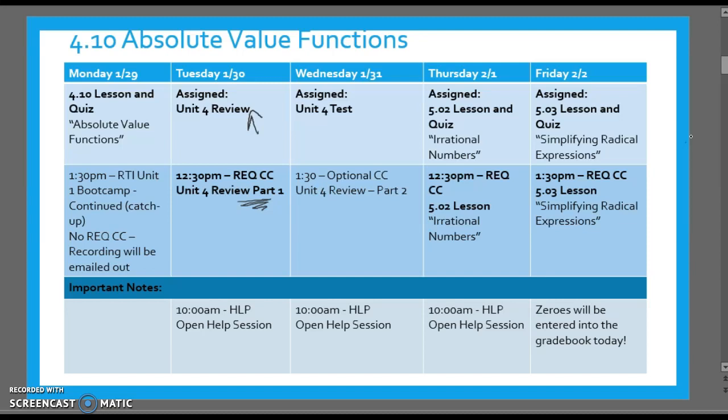And then on Wednesday is when you're going to take your Unit 4 test, and then there's an optional class connect going over Part 2 of the test on Wednesday, and then on Thursday we'll start Unit 5. And then just a reminder that Unit 3 test deadline is this Friday. Okay, so make sure you turn in that Unit 3 test before this Friday.